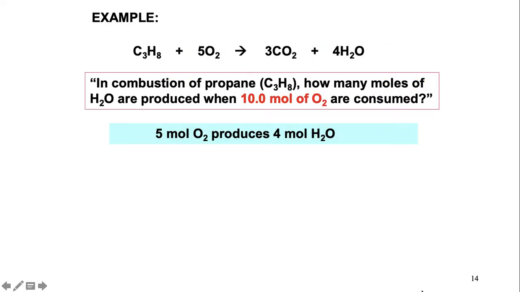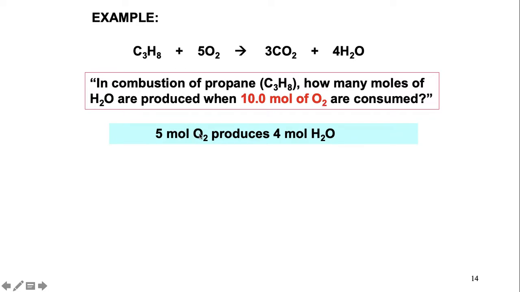For example, you have propane reacting with oxygen, it's a combustion of propane. How many moles of water are produced when 10 mole of oxygen are consumed? So 10 mole of oxygen is the actual number of mole of oxygen. From this balanced chemical equation, you can say that 1 mole of propane reacts with 5 mole of oxygen. From the chemical equation, it's not the actual number of mole, it's just the ratio. The actual number of mole of oxygen is 10 mole.